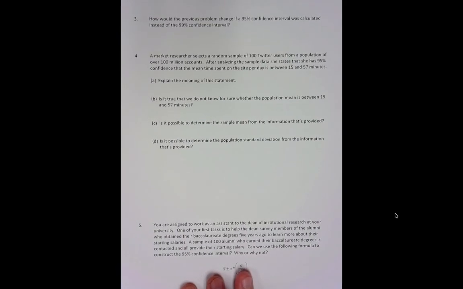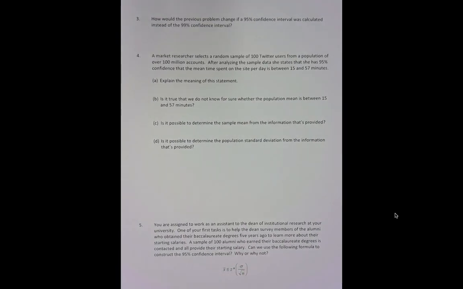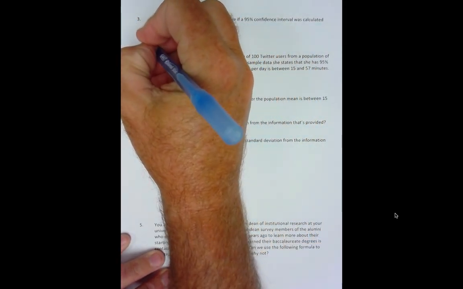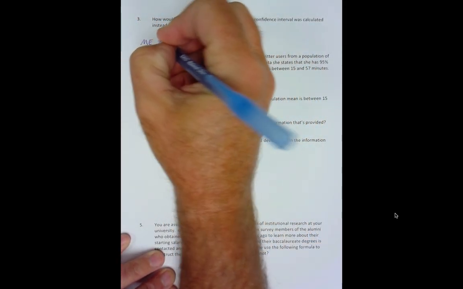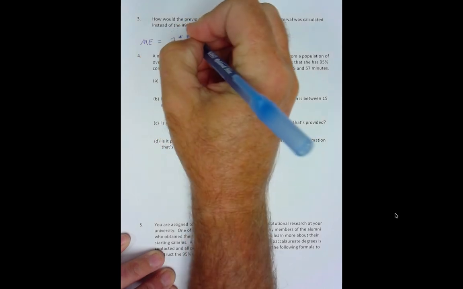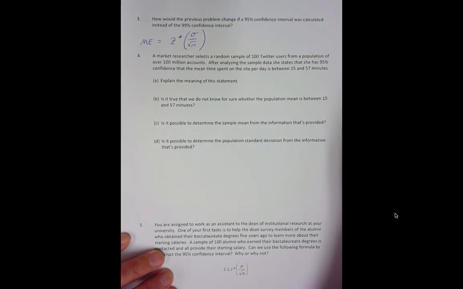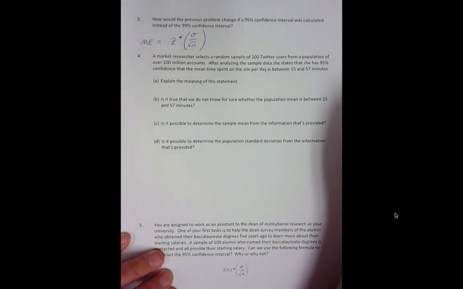Third question. Guys, we're learning. Fun stuff, right? Number 3, how would the previous problem change if a 95% confidence interval was calculated instead of a 99% confidence interval? Well, the reason I want you to think about the margin of error calculated this way is leading up to this problem. There is a method to the madness.